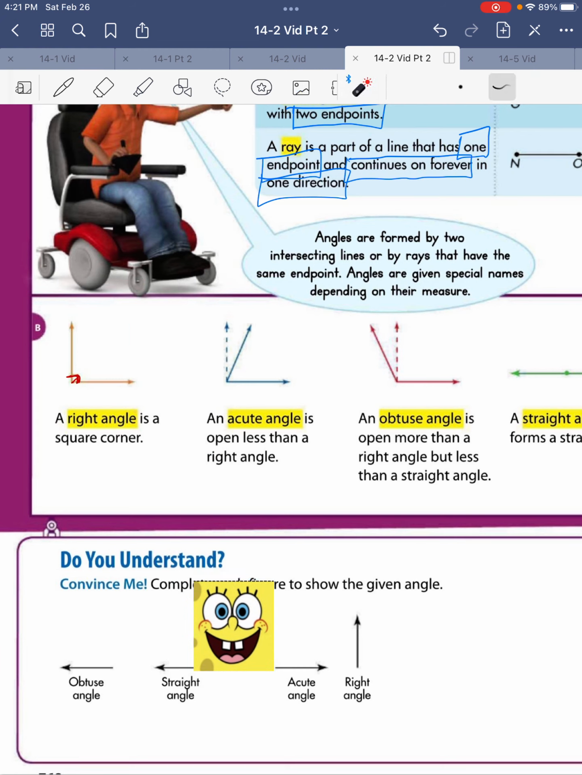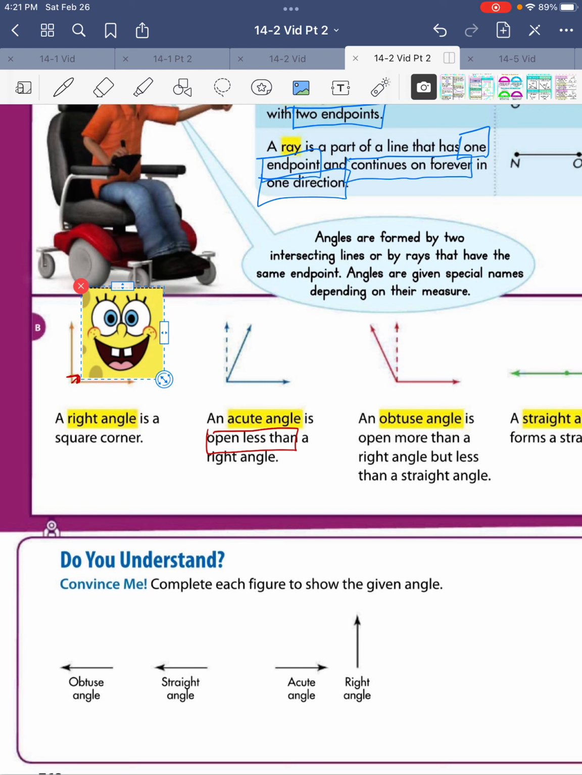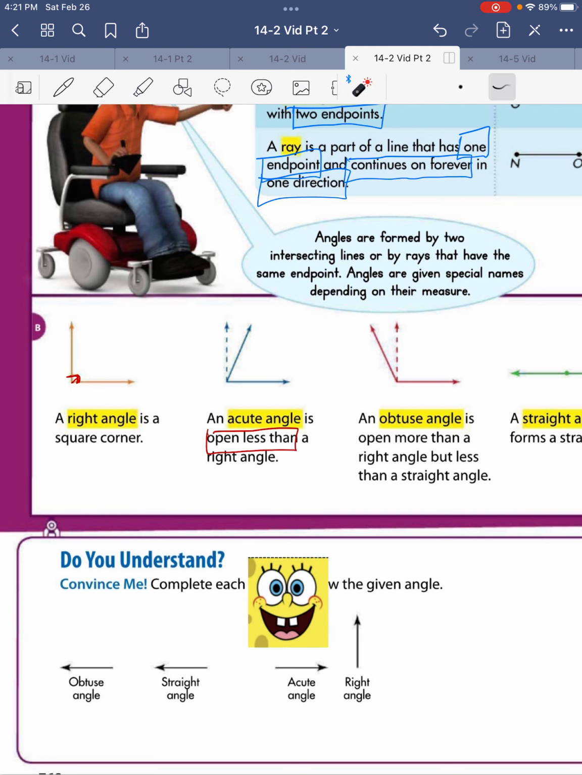Next is an acute angle. An acute angle is open less than a right angle, okay? So with an acute angle, I will not be able to make a square corner, okay? Also, my SpongeBob cannot fit in my acute angle like he does in the right angle, okay? So an acute angle is open less than a right angle. And it even shows you, this is a right angle, but my acute opens here, okay? It's less than a right angle.